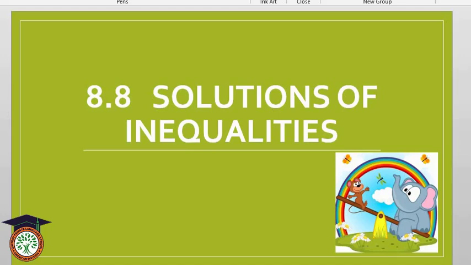If you look at the word inequalities, here I have two parts. I have the word equal, and here in. Inequalities means what? Means not equal.